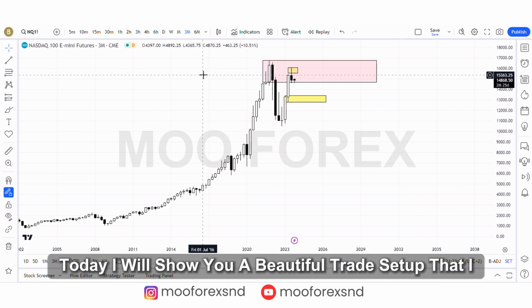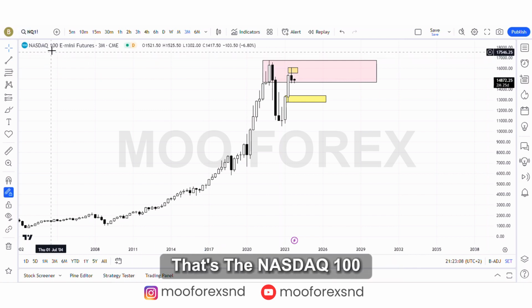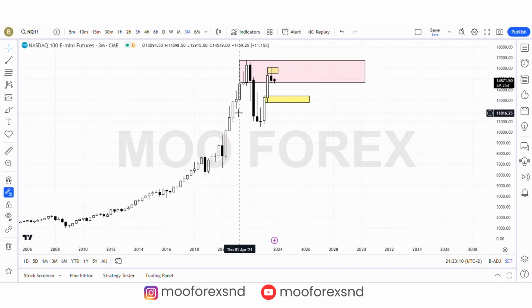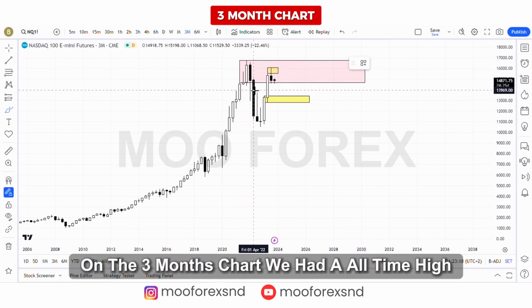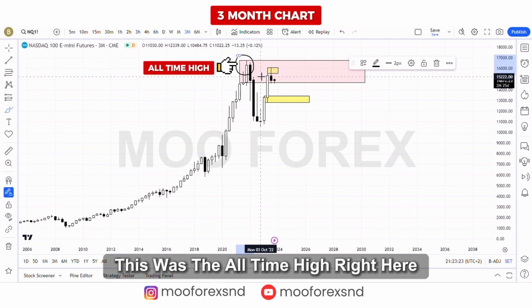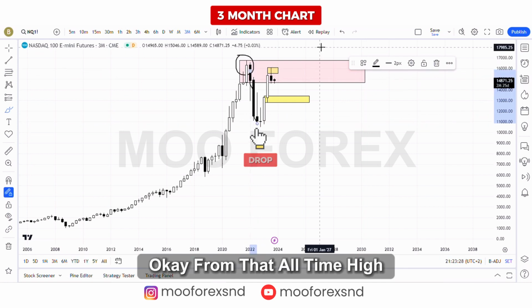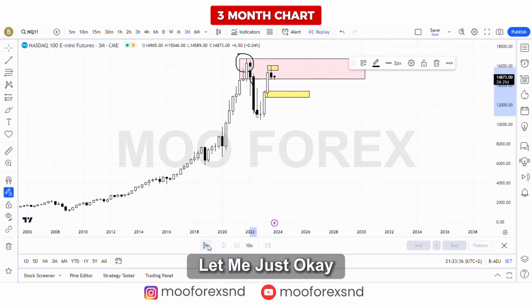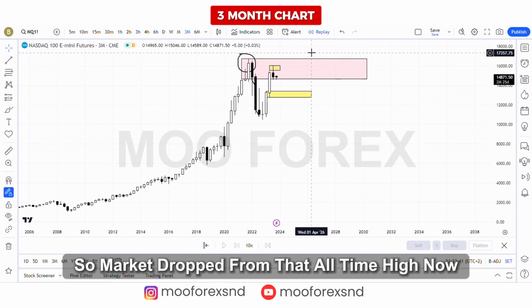Well guys, today I will show you a beautiful trade setup that I recently executed on Nasdaq, NQ1, that's the Nasdaq 100. As you can see guys, here we are right now in the 3 months chart. On the 3 months chart, we had an all-time high. This was the all-time high right here, and then the market suddenly dropped from that all-time high.